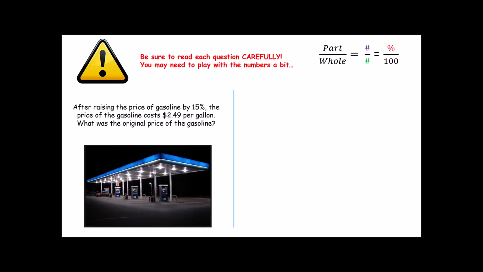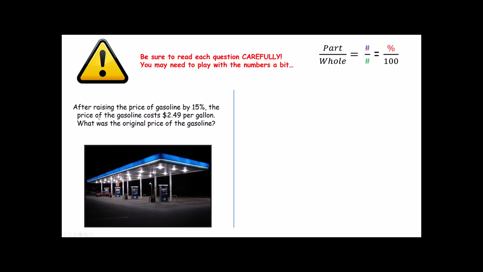The idea here is to help us understand, first of all, that there's specific vocabulary. And when we're reading the questions, we have to read every question carefully when trying to work those out. Take this, for example. After raising the price of gasoline by 15%, the price of the gasoline cost $2.49 per gallon. What was the original price of the gasoline? Couple things here. Notice they raised the price 15%. That's the percent of the increase.